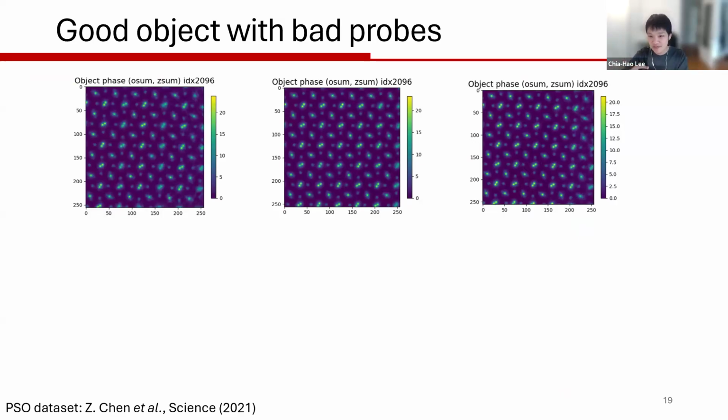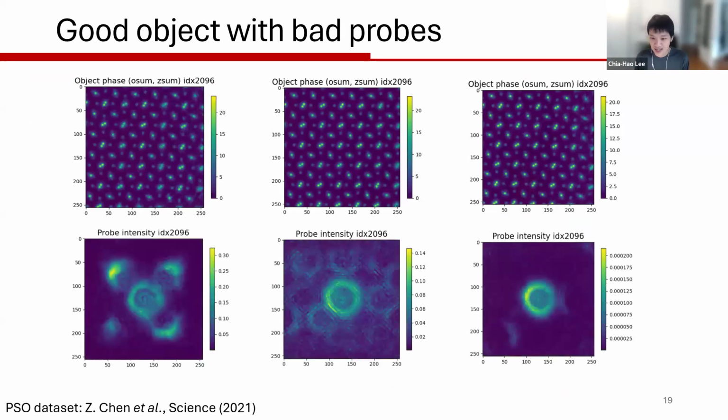Cool. So they all seem fine. But as the title said, these are good objects with bad probes. What I'm going to show you is that I have to actually manipulate and mess up the reconstruction parameter quite a bit. But if you mess up your aberration, if you mess up your reconstruction parameter quite a bit, you actually see all these weird probes.